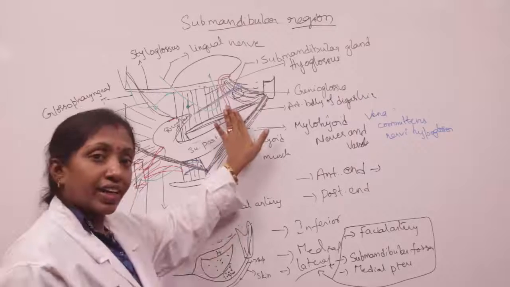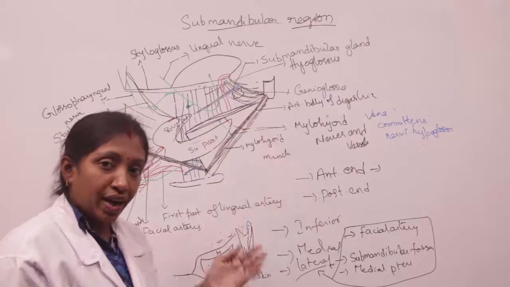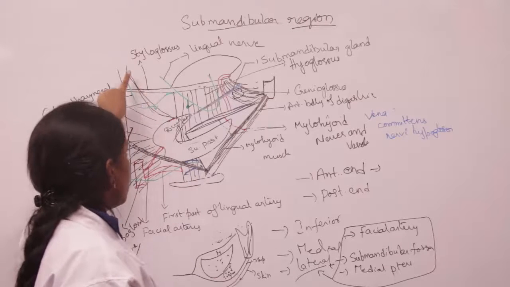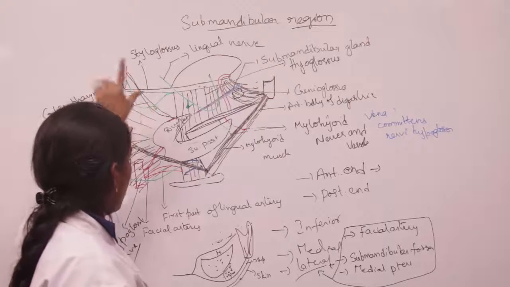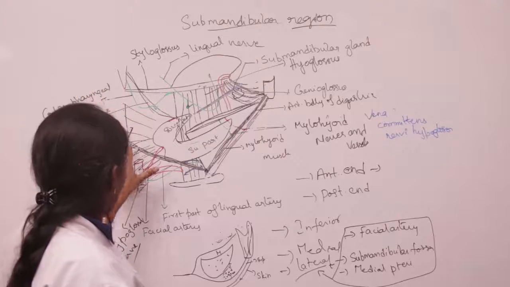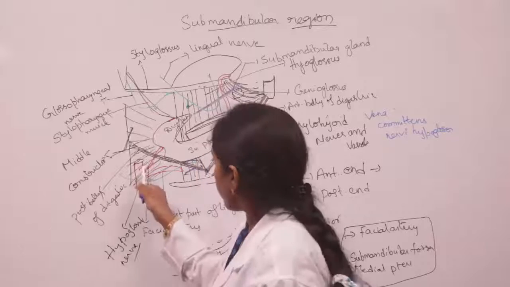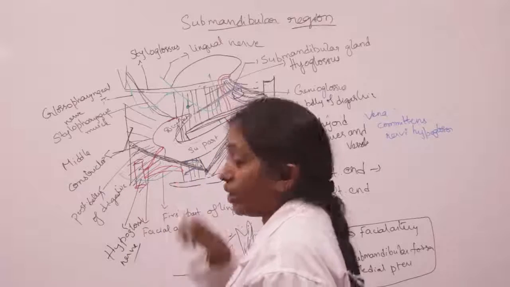So the anterior part of the gland rests on the mylohyoid muscle and is related to mylohyoid nerves and vessels, and the posterior part is related to styloglossus, stylopharyngeus, glossopharyngeal nerve, middle constrictor of pharynx, posterior belly of digastric here, and also the facial artery is here. Facial artery and first part of the lingual artery.